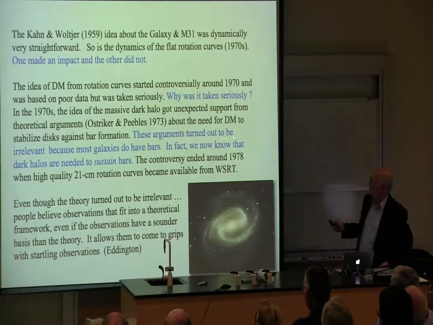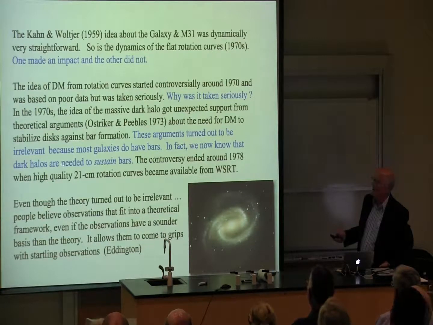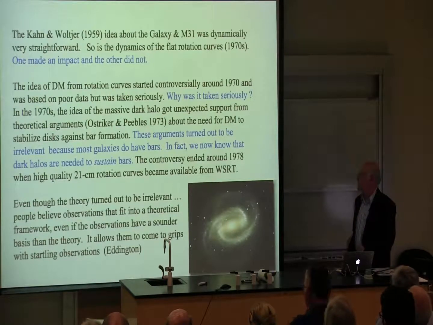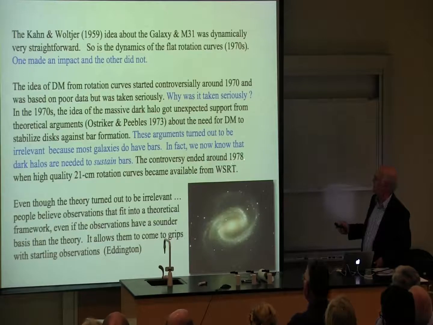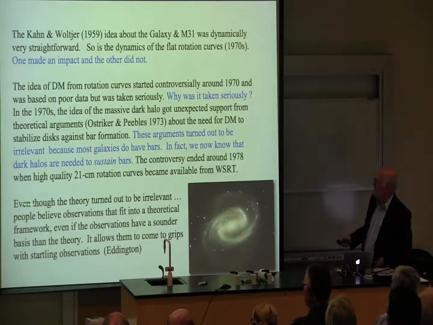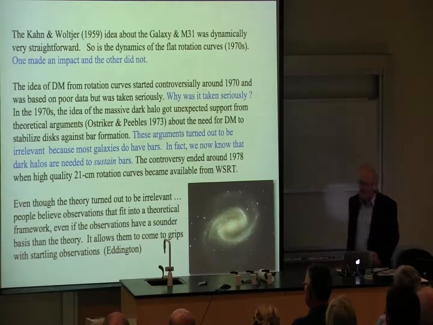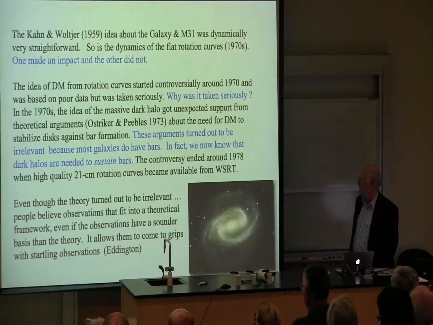Now those arguments turned out to be irrelevant because it's turned out now that most galaxies in fact do have bars. We know that more than 70% of them have bars, and in fact to sustain bars we need dark halos. It's exactly the opposite way around. The whole theory is completely turned upside down. Anyway, the controversy ended in '78. So even though the theory turned out to be irrelevant, people believe observations that fit into a theoretical framework, even if the observations have a sounder basis than the theory.